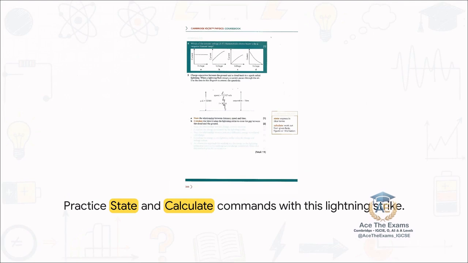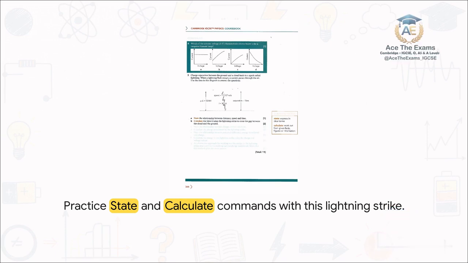Here is a brilliant example of a high-pressure exam question, a lightning strike scenario. Part A asks you to state the relationship between distance, speed, and time. Let's do a speed writing challenge. You have 10 seconds. Notice it doesn't ask how they are related in nature, just the relationship. You literally just write speed equals distance divided by time. Done. 1 mark secured.